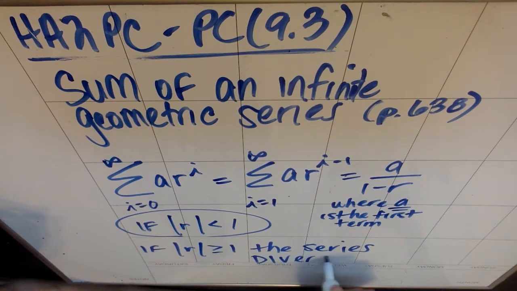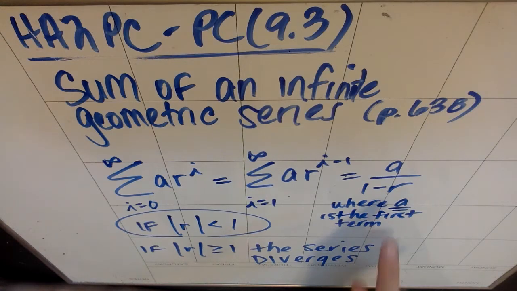A huge part of AP BC Calc, of that academic year, is going to be spent talking about whether a series, a sum of values, converges. To converge, or to be convergent, means it sums to a finite quantity. Sometimes we don't even know what finite quantity, we just know it sums to a finite quantity. To diverge means it sums to an infinite quantity.